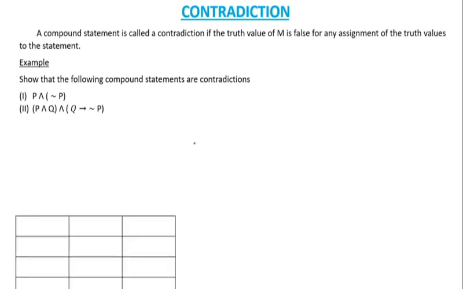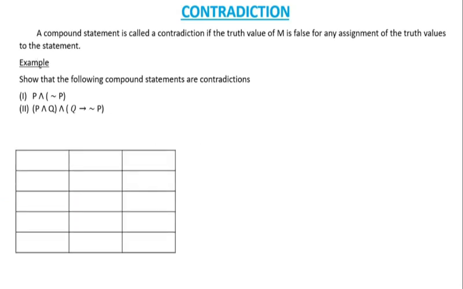Okay, so example number 1: show that the following compound statement is a contradiction. P and negation of P. So I have my P statement, the negation of P, then P and negation of P. My P is true, true, false, false. Negation of P will be the inverse of everything over here. So it is false, false, true, true.